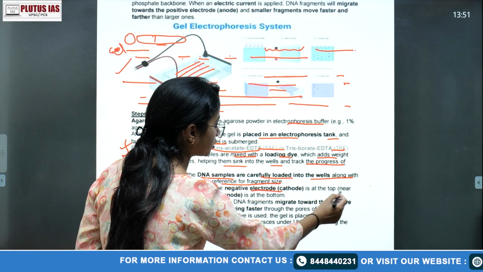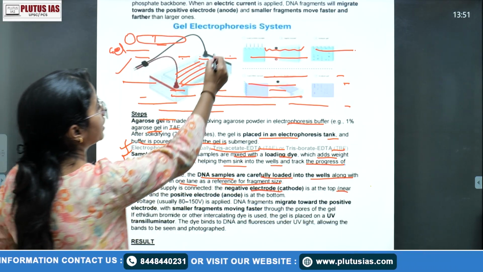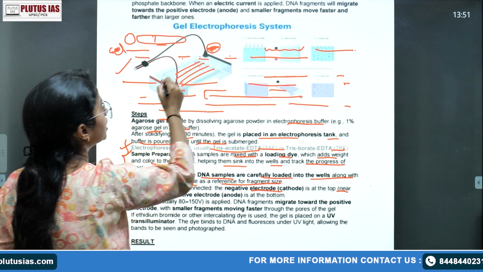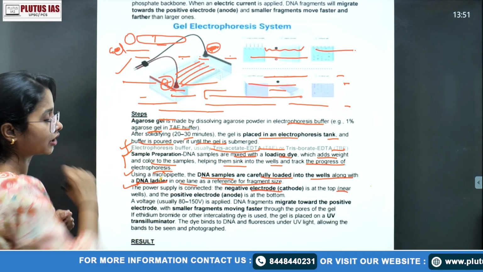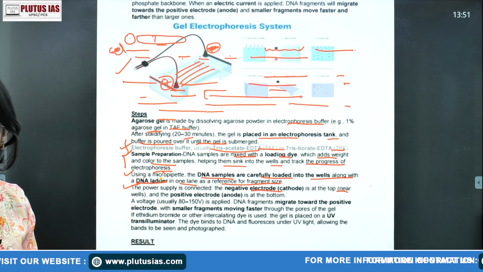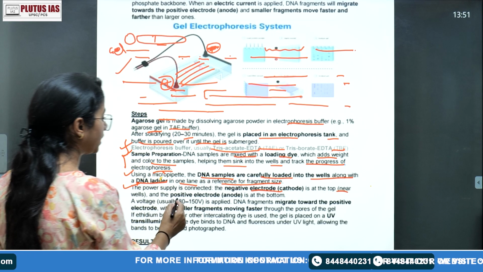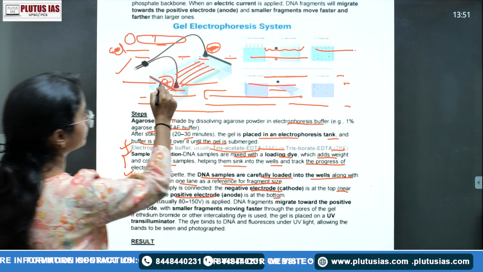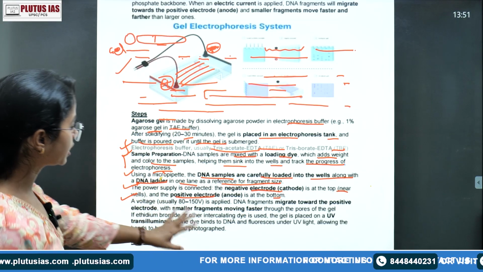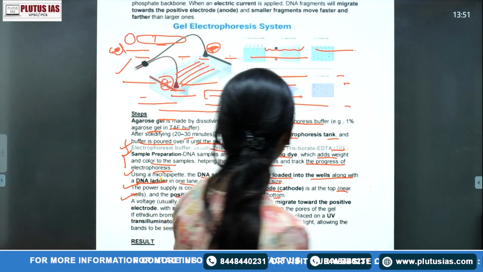The negative electrode, cathode, is at the top. This is your cathode, which means negatively charged, and that is your anode, which is positively charged. Anions move to the anode, just remember like that. The positive electrode, anode, is at the bottom, and that is your top. A voltage usually around 80 to 150 volts is applied.